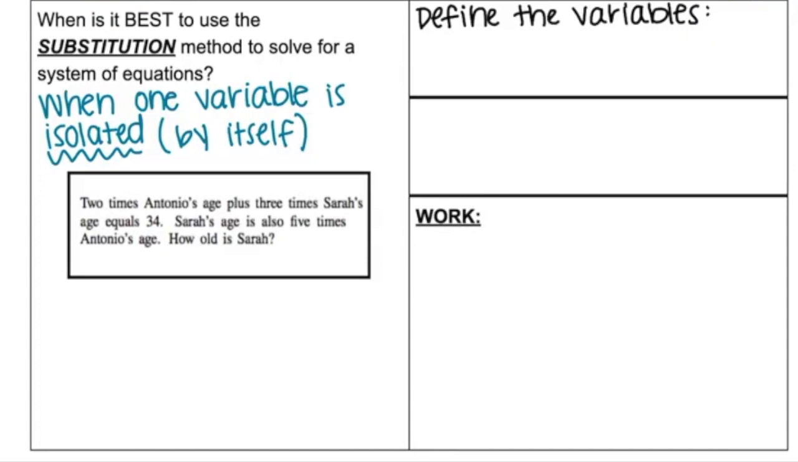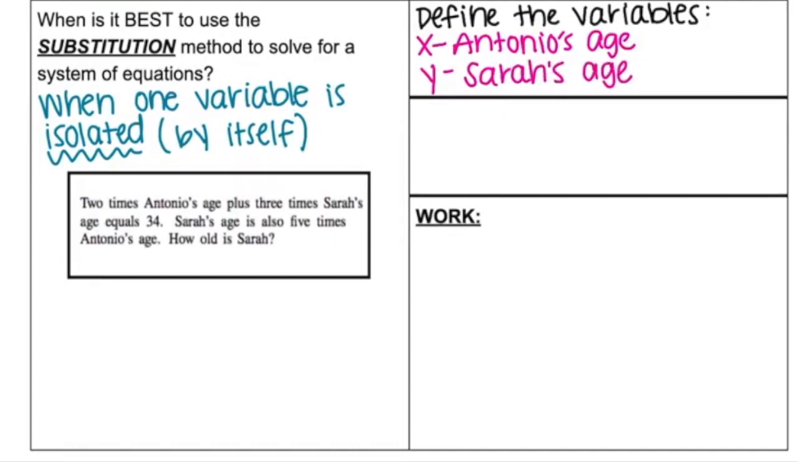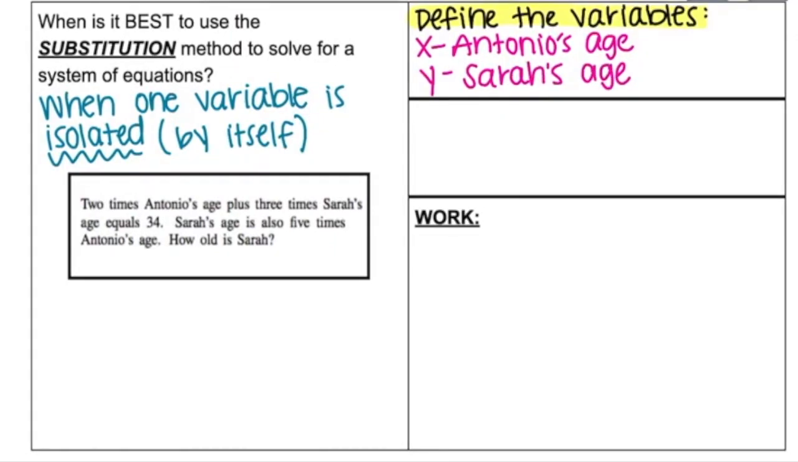So we have two variables. We'll let them be x and y. We'll say x is Antonio's age, and we'll let y be Sarah's age. That was step 1.